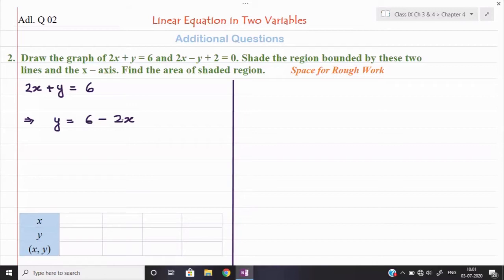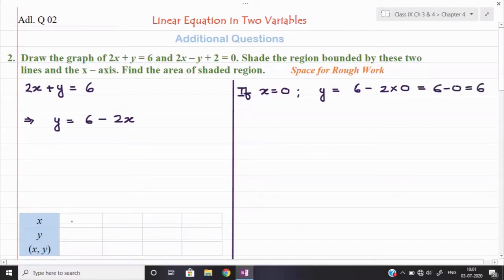Now I will take one by one the value of x here. So suppose if I take the value of x is 0, okay, so what will be the value of y there? 6 minus 2 into 0, and 2 into 0 will be equal to 0. So we can say that the value of y will be equal to here 6, that we can place in the table. So if I take the value of x equal to 0, then y will be equal to 6 and my coordinate will become here 0 comma 6.